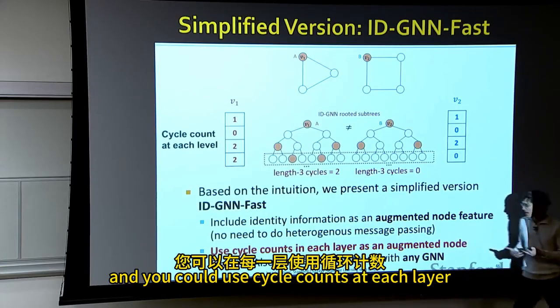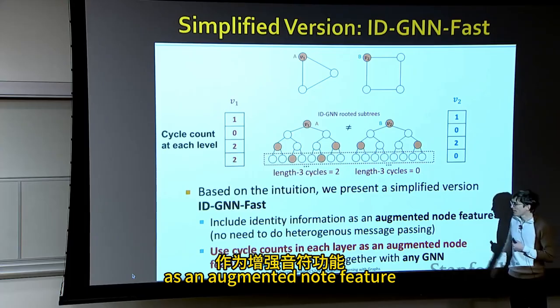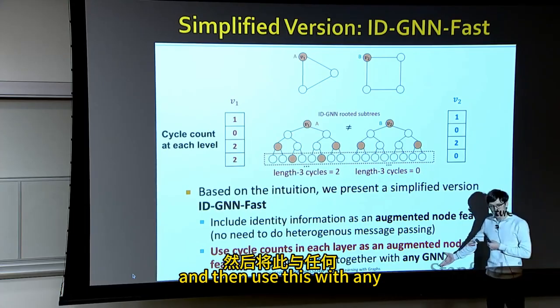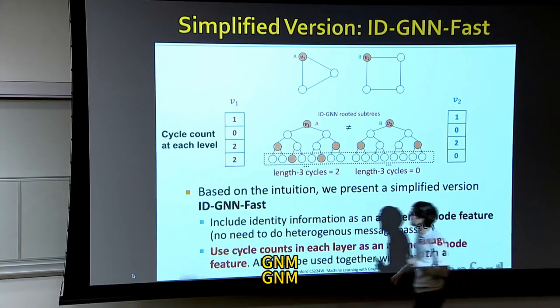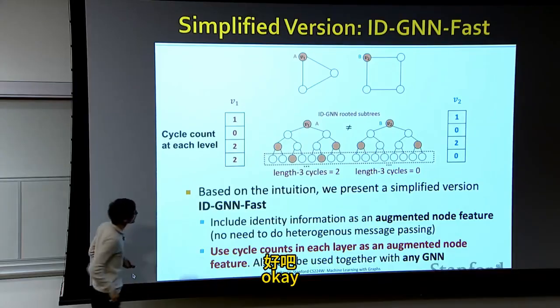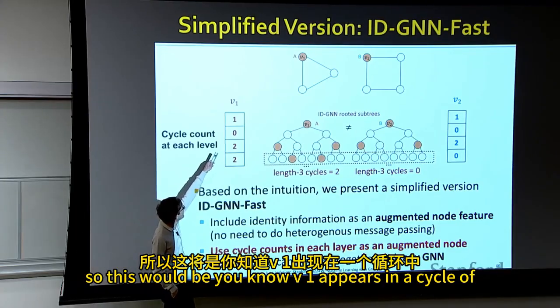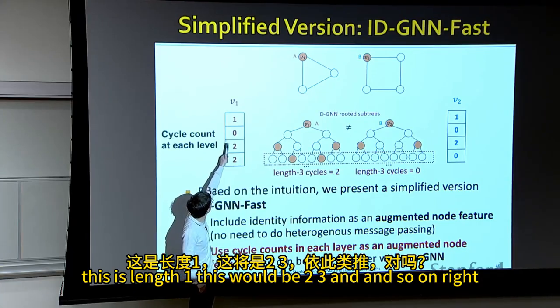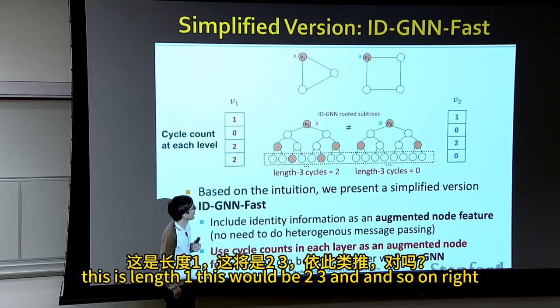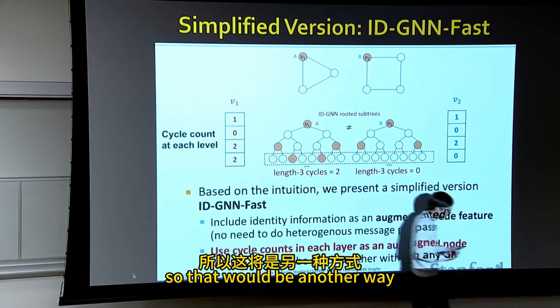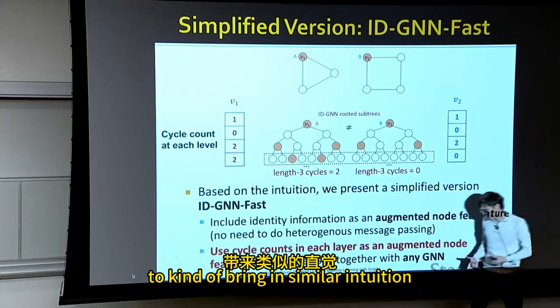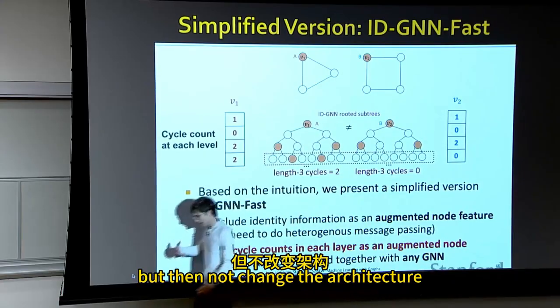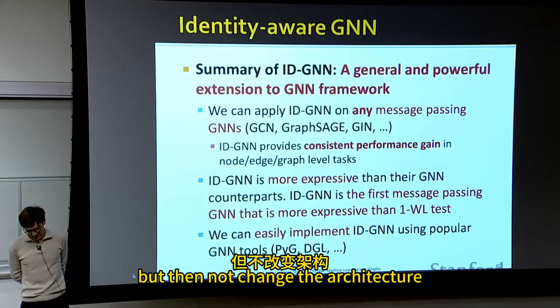And you could use cycle counts at each layer as an augmented node feature, and then use this with any GNN. Okay, so this would be: V1 appears in a cycle of length 0. This is length 1. This would be 2, 3, and so on, right? So that would be another way to bring in similar intuition, but not change the architecture.